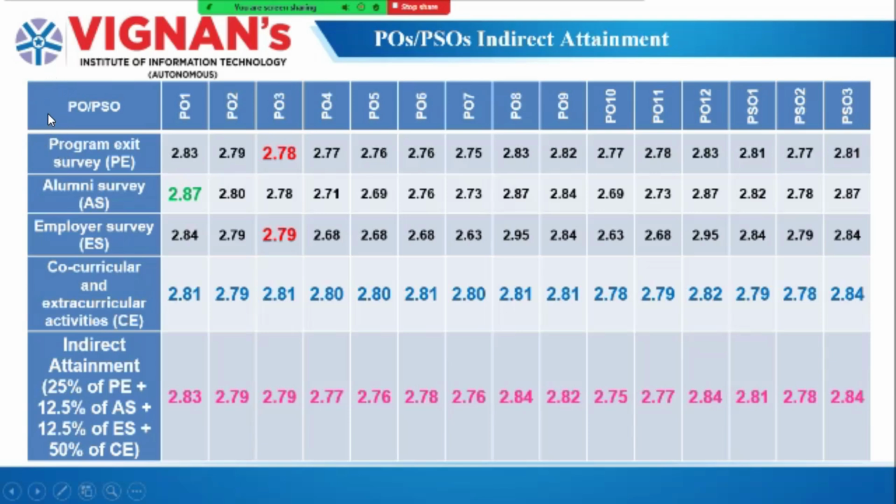So from these three, program exit survey will be taken from the maximum students. That's why we have given the 25% weightage. And the next two surveys are taken from fewer members. That's why we have given the 12.5 and 12.5 weightage. But co-curricular and extracurricular activities are more, and we take them from a larger number of students. So we have given the 50% of the weightage. So like that, you will get the indirect attainment.